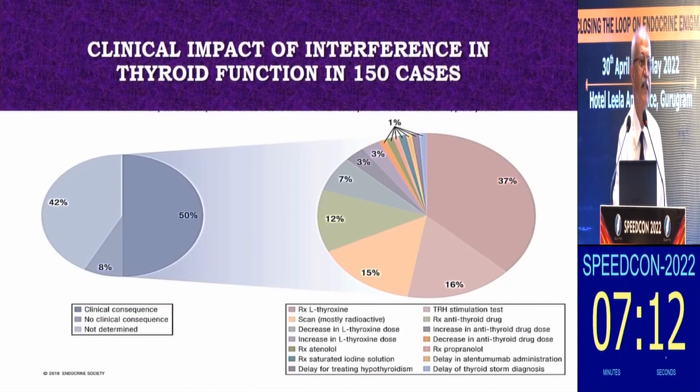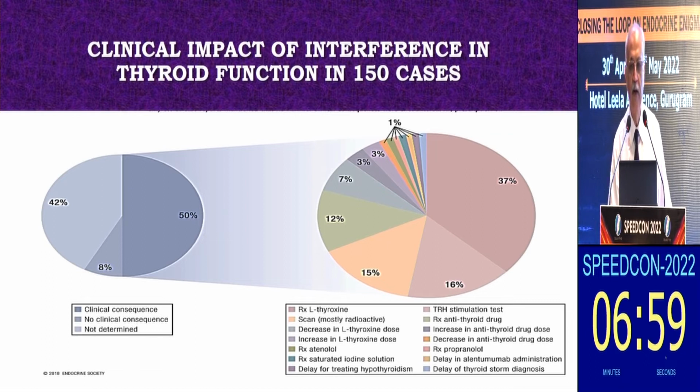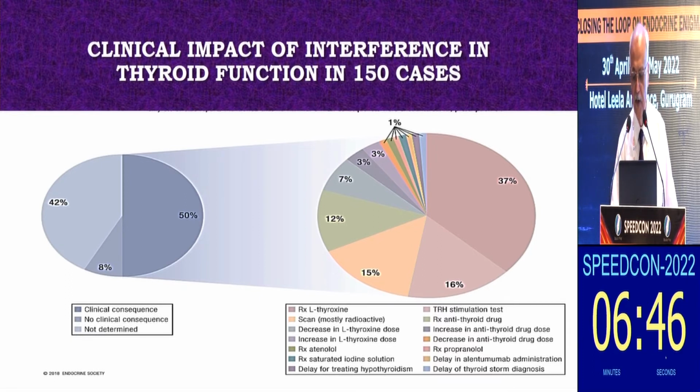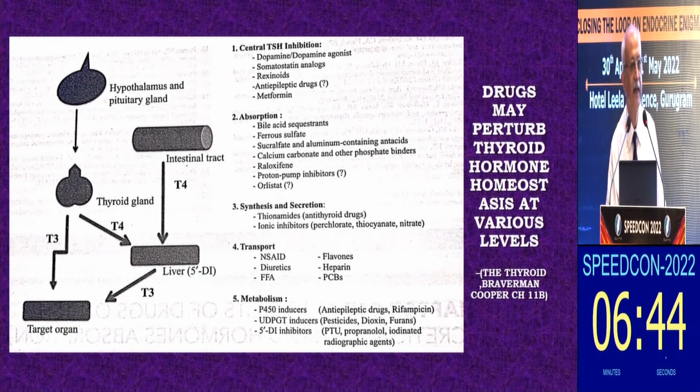Now, this assay interference is not something hypothetical. It can cause problems. Like what can be the problems? It can cause problems in wrongly giving the patient thyroxine, wrongly using thyroid scans, increase in the thyroxine dose, increase in the anti-thyroid drug use, decrease in the anti-thyroid drug use, and delay in the anti-thyroid administration, delay of the thyroid diagnosis. So it's important. The next thing you have to think about is what drugs the patient is taking, because drugs can also interfere with the thyroid assays.